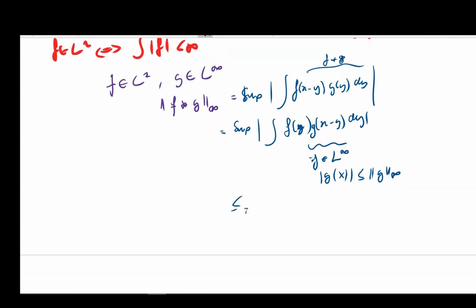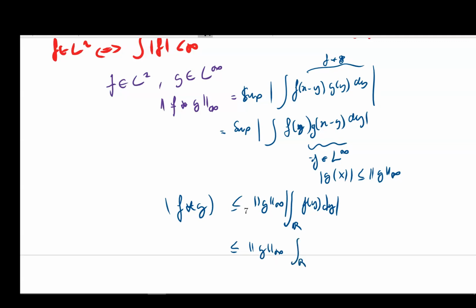So the integral of the absolute value of f convolved with g is going to be smaller or equal to the infinite norm of g times the integral on R of the absolute value of f(y) dy. And of course the absolute value of the integral is smaller than the integral of the absolute value, so that's smaller or equal to the integral on R of the absolute value of f(y) dy.